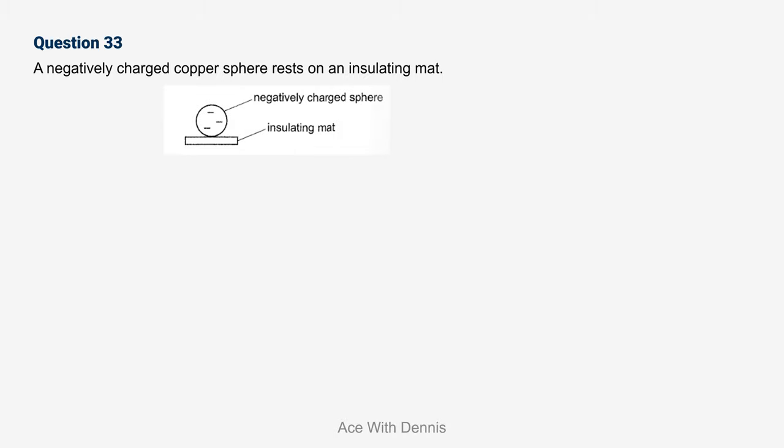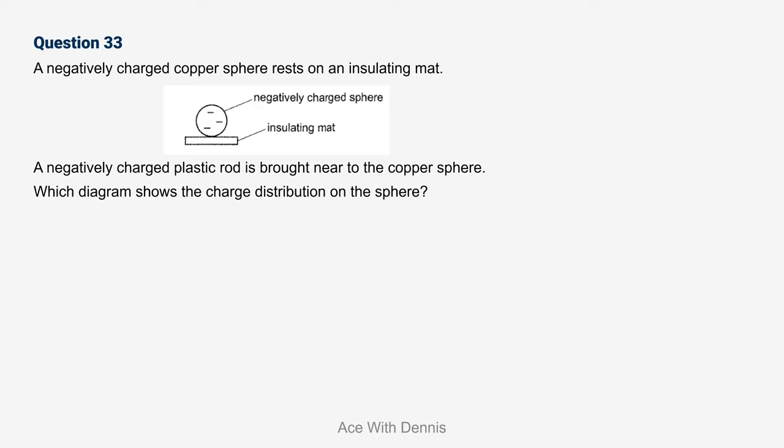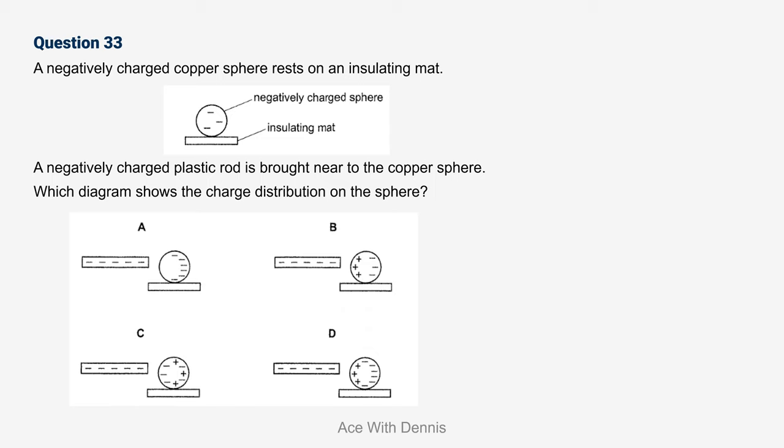Question 33. A negatively charged copper sphere rests on an insulating mat, as shown in this diagram. A negatively charged plastic rod is brought near to the copper sphere. Which diagram shows the charge distribution on the sphere?